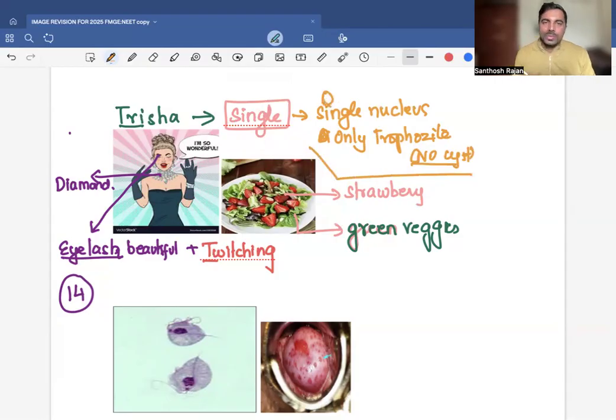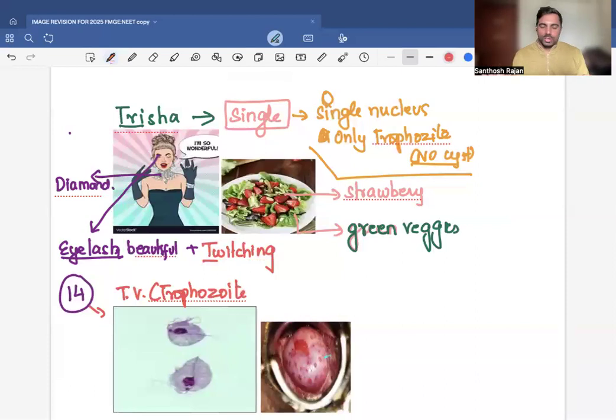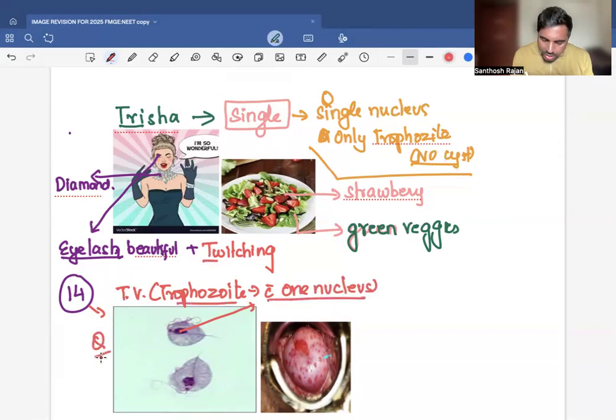This is the image exactly. This is the picture. So you can see this is the trophozoite. This is Trisha's trophozoite, I mean Trichomonas vaginalis trophozoite. No particular name for this. You just see a single nucleus. That's all. Not two nuclei like your Giardia. Just one nucleus. This is a frequently asked question image you get.